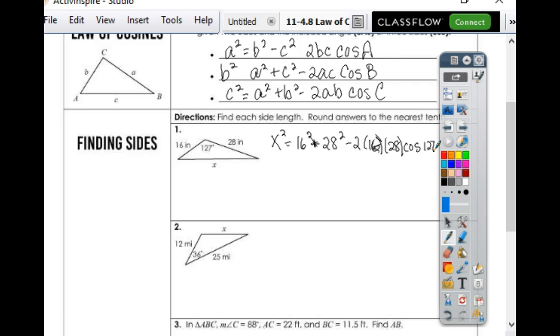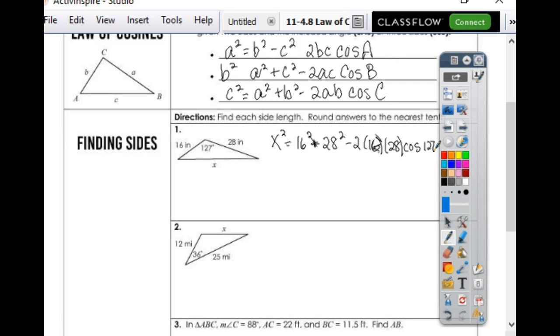So we're all going to do this together. On your little handy-dandy calculator, we're going to take 16 squared plus 28 squared minus 2 times 16 times 28 times cosine of 127. If you put all that together, you have 1,579.226 and on, correct? But that is my x squared.